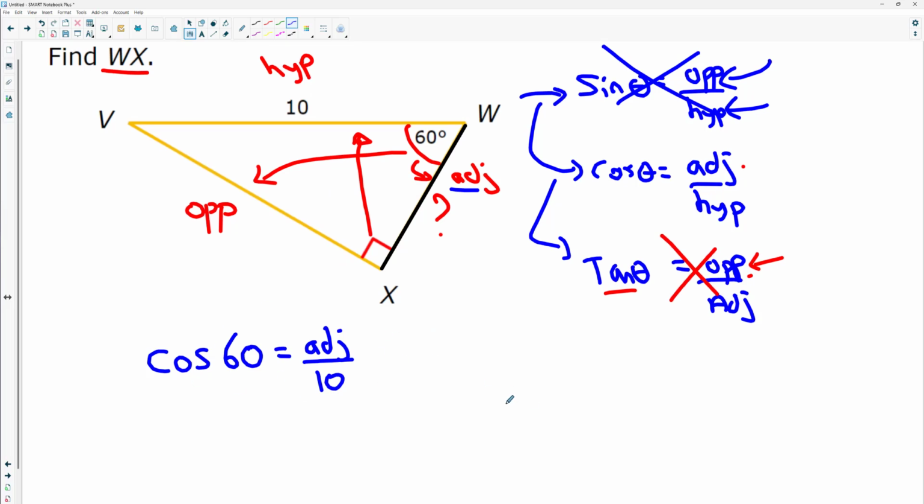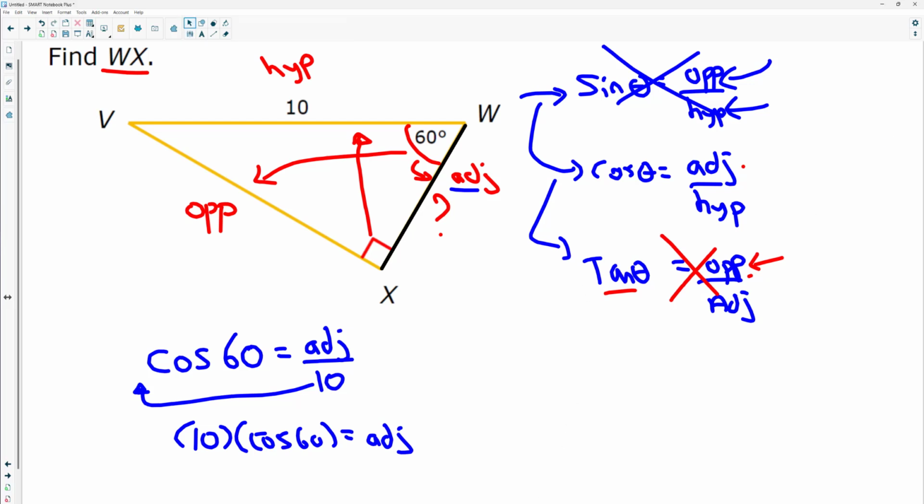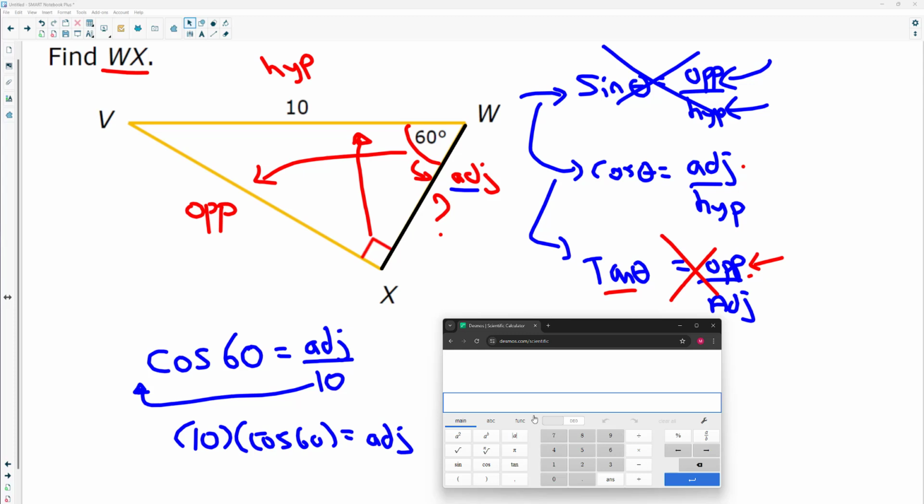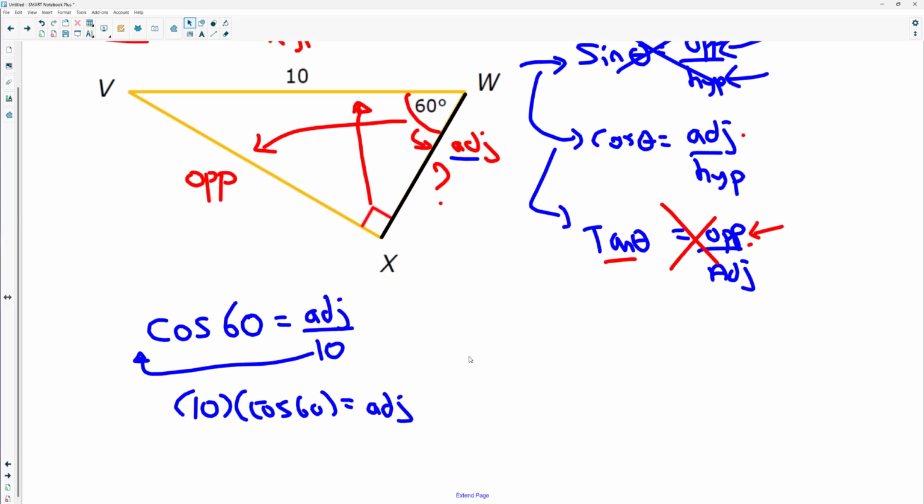Now that I've set up our formula, it's very simple to solve. You just need to bring the 10 over to this side, and it will become multiplication. So 10 times cos 60 is equal to our adjacent side here. So we're going to plug in our value for cos 60. So 10 cos 60 is equal to 5. So that means our adjacent side is 5.